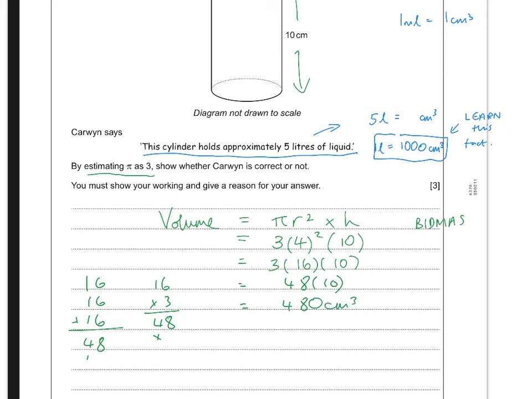And the answer was absolutely miles off, which is fine. They're just doing it to test that you know this conversion. So is he correct? No, because it's saying 5 litres. I'd say no, because 5 litres is 5,000 centimetres cubed. I think what this guy's got confused with is that he thought 5 litres was just 500 centimetres cubed, so nowhere near.